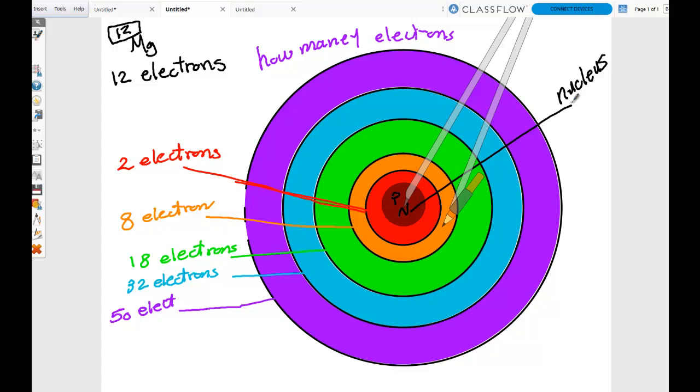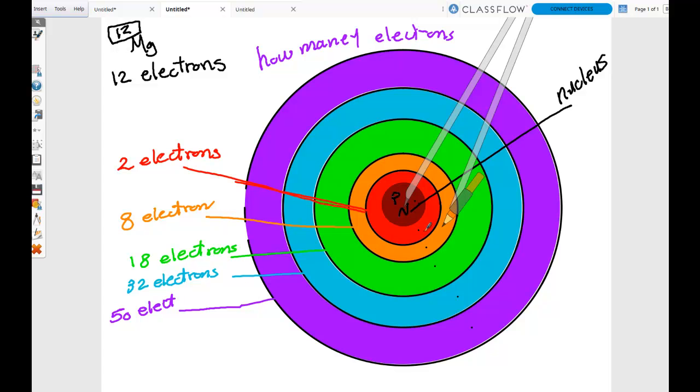This is the nucleus, the first one. This is where the protons and the neutrons are. This is shell number 1, 2, 3, 4, 5. These are the 5 shells that we have. Red is number 1, brown number 2, green 3, blue 4, and purple is 5. These are my colors. They're not exactly like that. I put the colors just so we know.